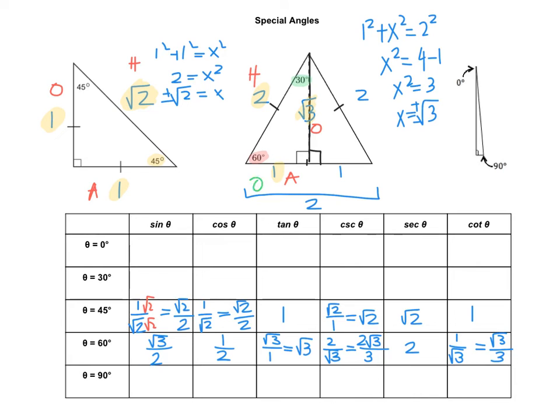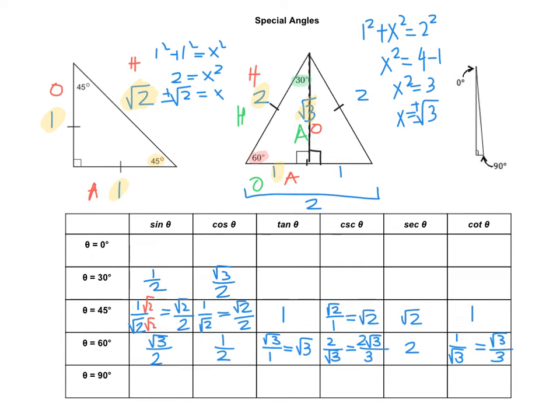Opposite is now the 1. Root 3 is now adjacent, and the hypotenuse is still 2. So now I'm going to base all of my trig ratios on the green highlight. So sine 30 is going to be opposite over hypotenuse, which is 1 over 2. Cos of 30 is going to be adjacent over hypotenuse, so root 3 over 2.